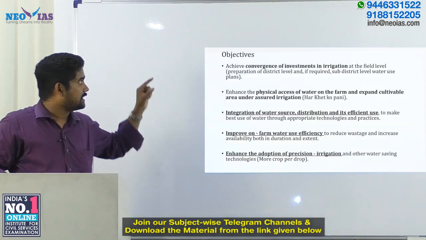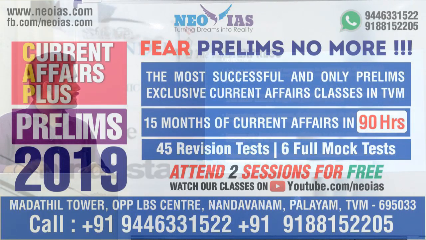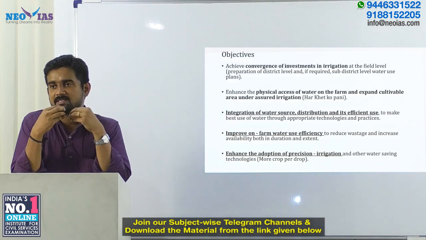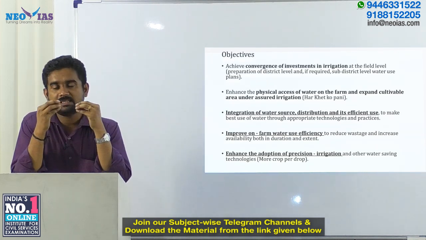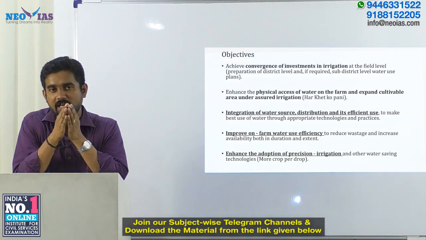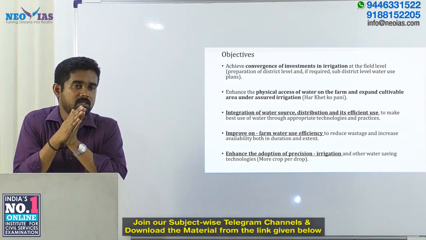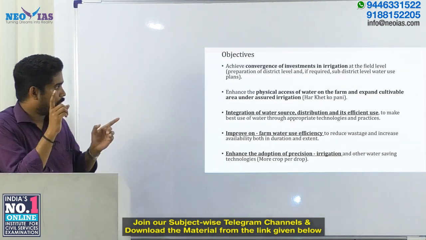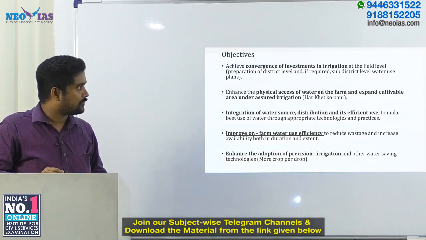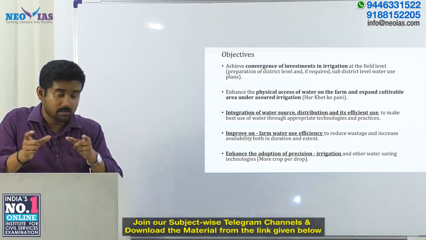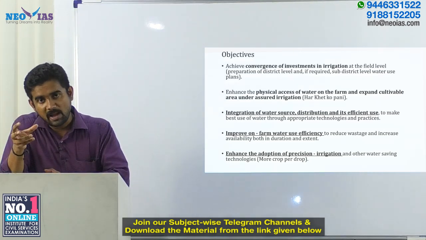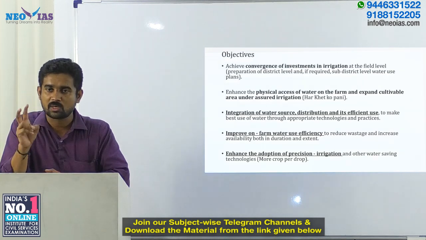Then, the key objectives of this one: the first one is regarding the convergence of investments in irrigation. So, whichever mode or method through which different ministries and mechanisms have invested in the irrigation part, focusing upon that and ensuring that all those are conveyed for the better benefit of the farmers is something which has been envisaged under this program. Second, physical access of water on the farm and expanding the cultivable area under assured irrigation. So, through irrigation, expanding the cultivable area is also something which has been focused on under the scheme.